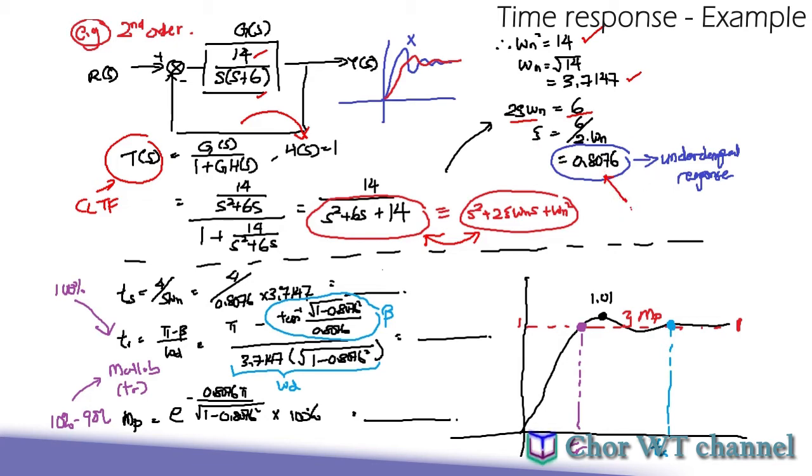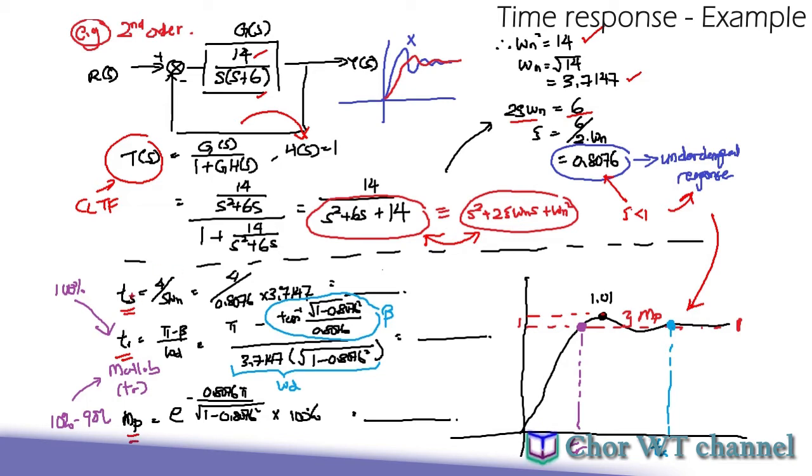Because the zeta value is less than 1, we can be sure that the system has an underdamped response. That means we will have some sort of oscillation. However, because the magnitude 0.8 is very close to 1, even though the system exhibits an underdamped response, the peak overshoot will be quite low. Since this is an underdamped response, we apply the formulas to calculate the settling time, the rise time, and also the maximum overshoot.